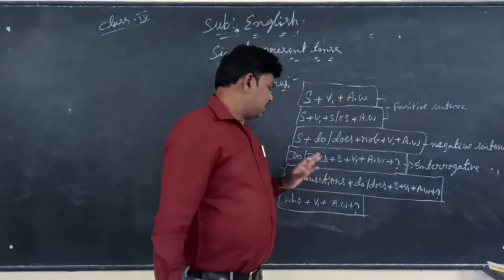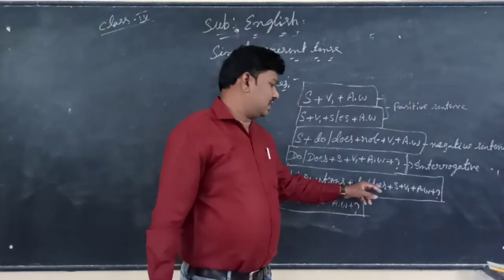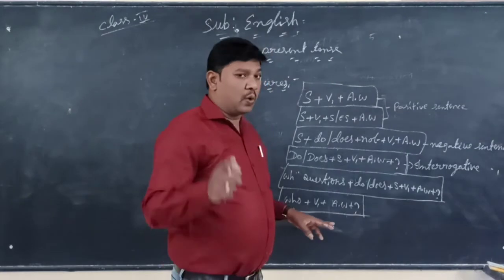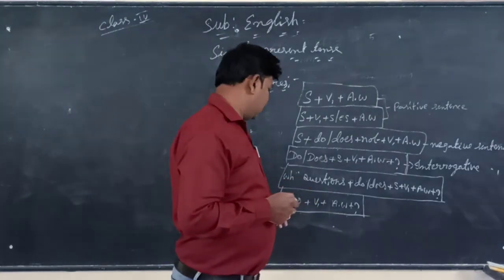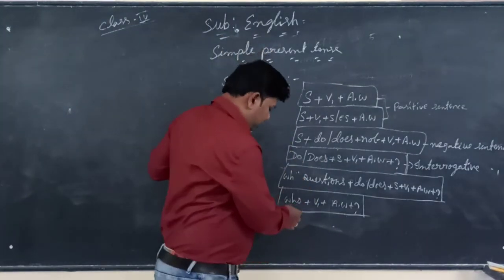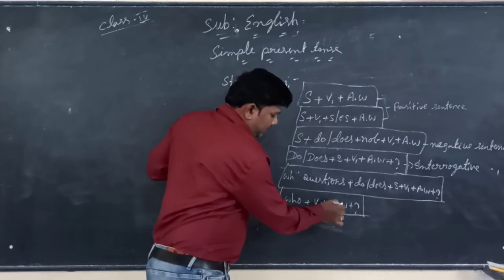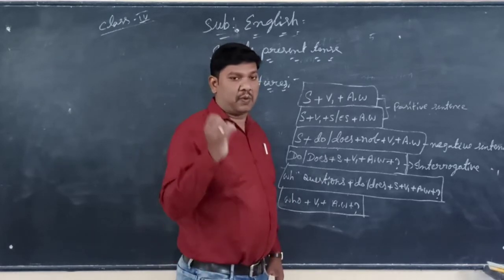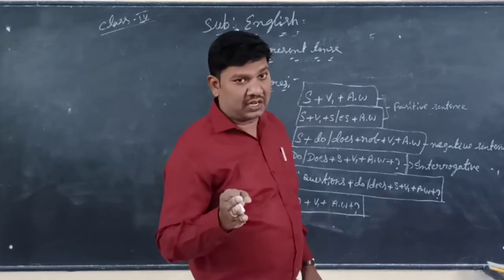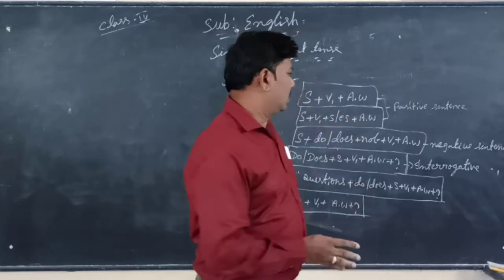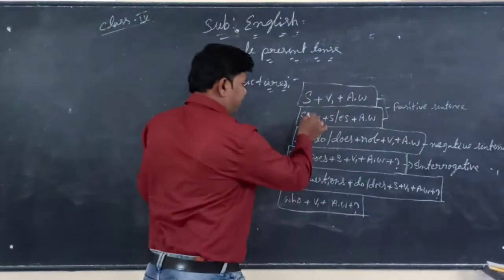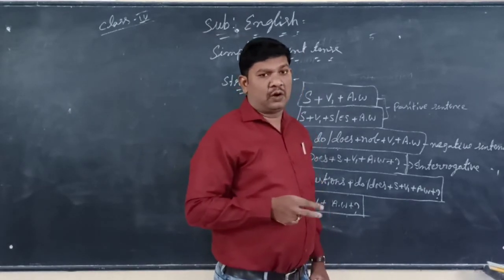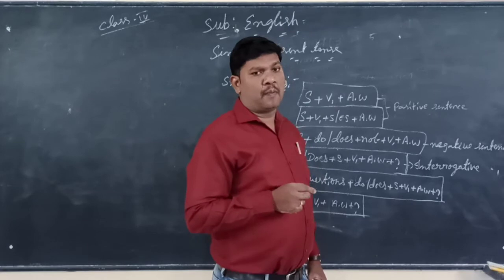The WH question structure says WH question plus do or does plus subject plus V1 plus additional word. For WH questions, who is the exception to this rule. The structure with who is WH question who plus V1 plus additional word plus question mark. These are the structures of simple present tense: positive sentence, negative sentence, interrogative sentence, and WH question. Also see here, I wrote two structures of the positive sentence.